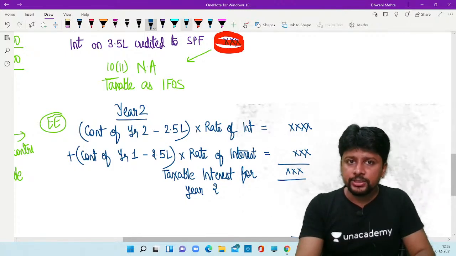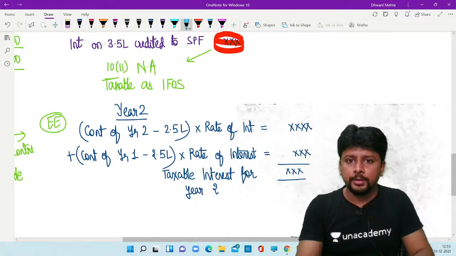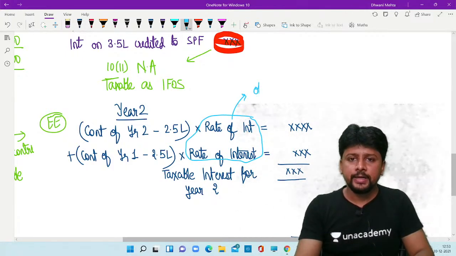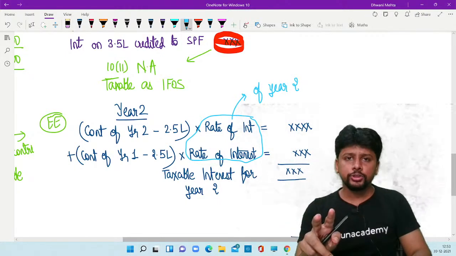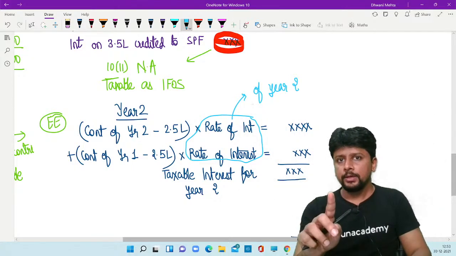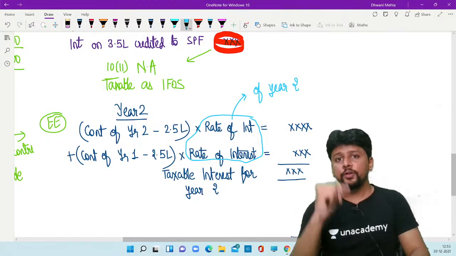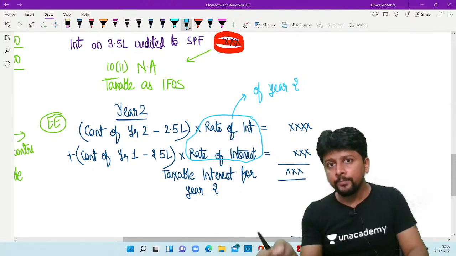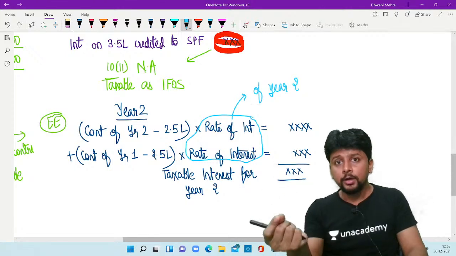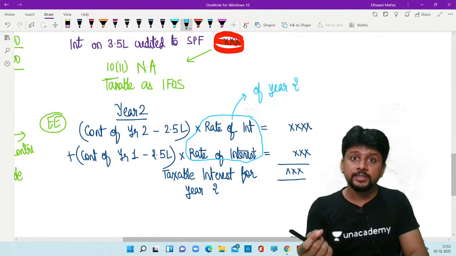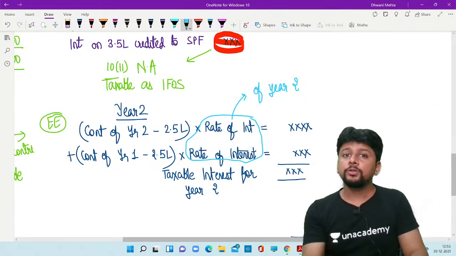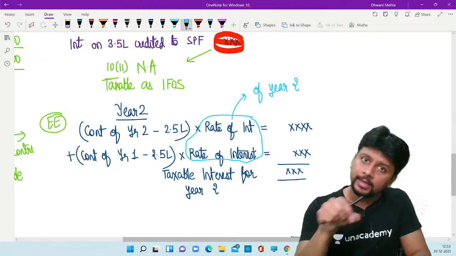For the sake of clarity, I'll mention something, so there is no confusion. This rate of interest that I am referring to is the rate of interest of year number 2. Then on the second year's contribution, which is about 2.5 lakhs, interest is taxable. On the first year's contribution, which is about 2.5 lakhs, and the money is still in the fund, there will be interest earned on the first year's contribution also. So interest on the first year's contribution is also accrued in the second year. Interest on the second year's contribution is also accrued in the second year.